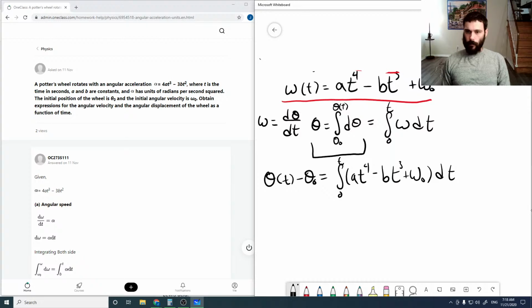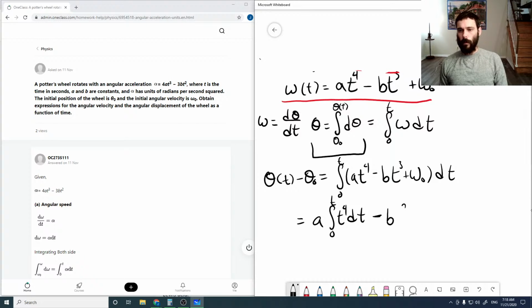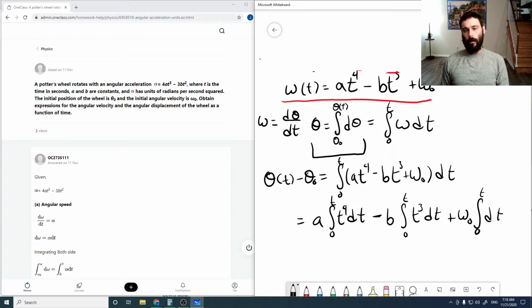This integral again is now a sum of pieces, so they can all be split, and the constants can be brought out front. So that's going to be a integral 0 to t of t to the fourth dt minus b integral t cubed dt from 0 to t plus omega naught integral dt from 0 to t. Again, these are powers, so you can just use the integration power law. So put them up by 1 and divide.